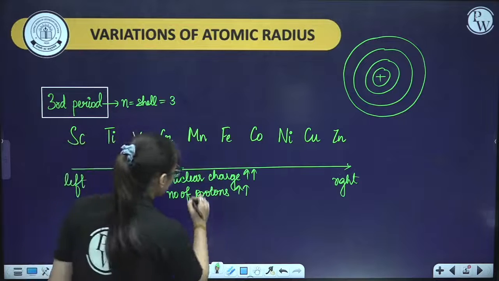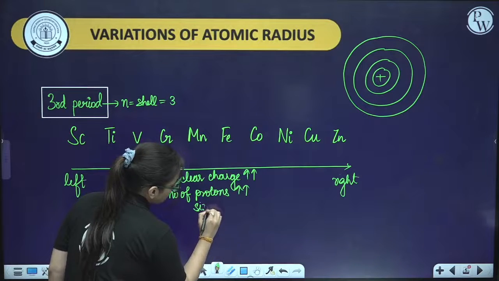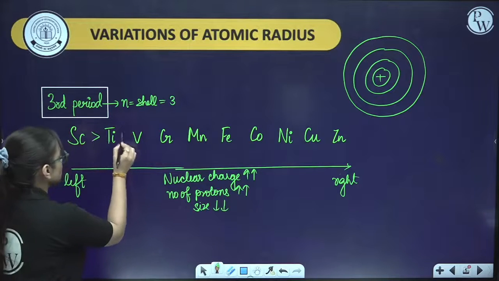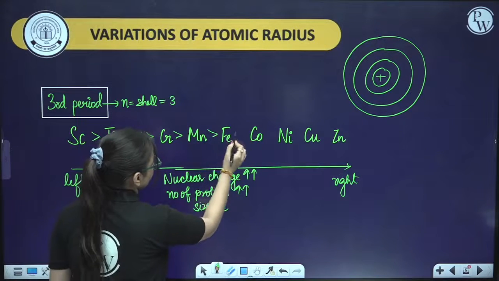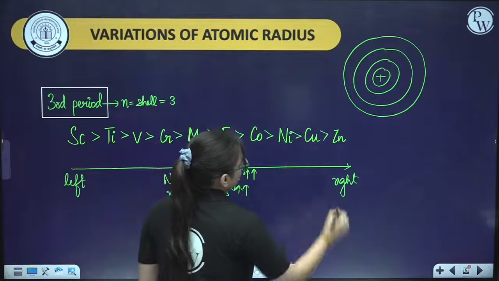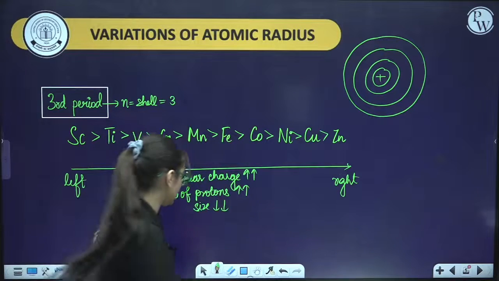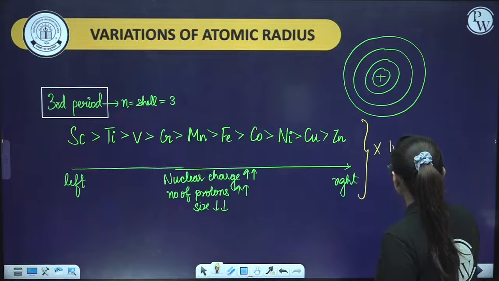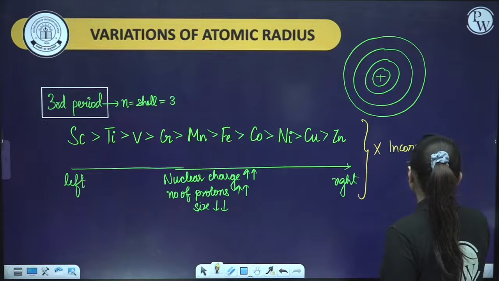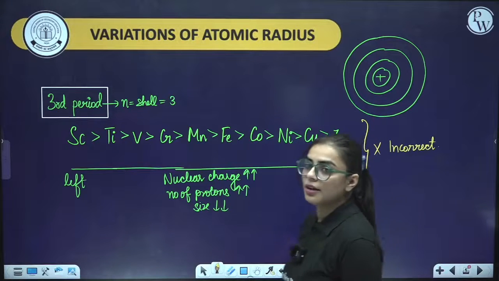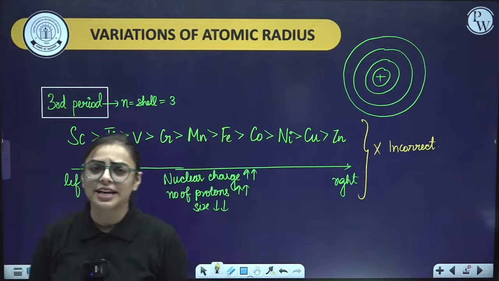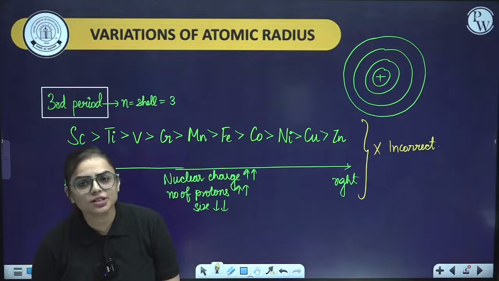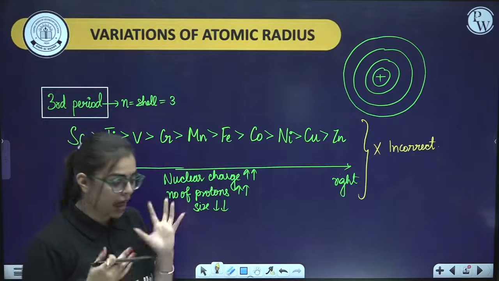Now again repeating, if nuclear charge is increasing, size should decrease. That means this should be our order. This should be our order, but let me tell you students, this is incorrect. Why so? The same reason as we did in second period? It is quite different from the previous one. How is it quite different from the previous one, if I ask you?